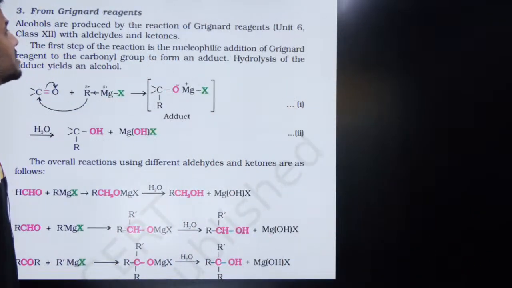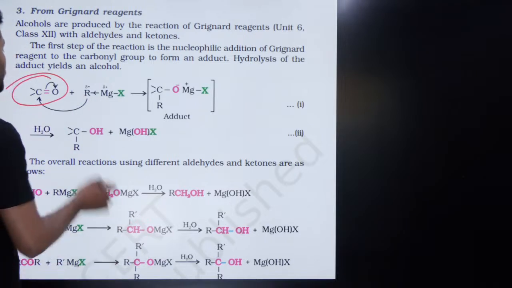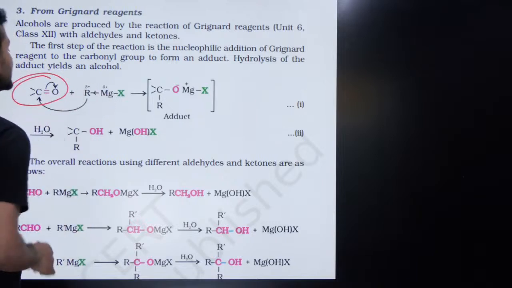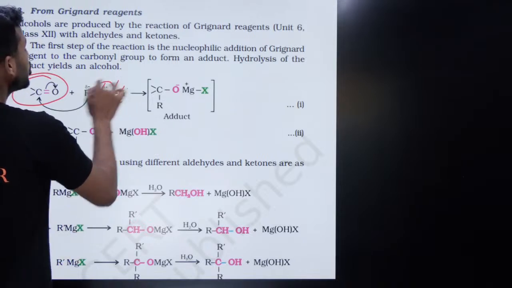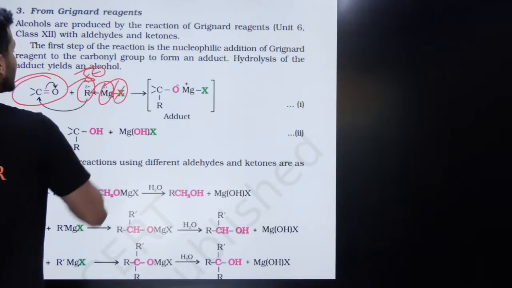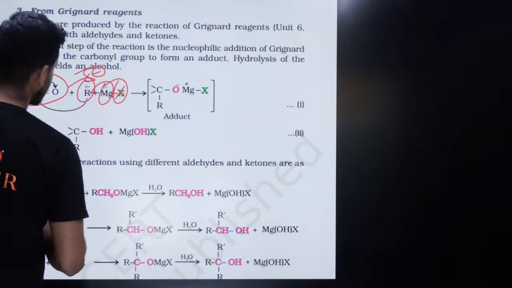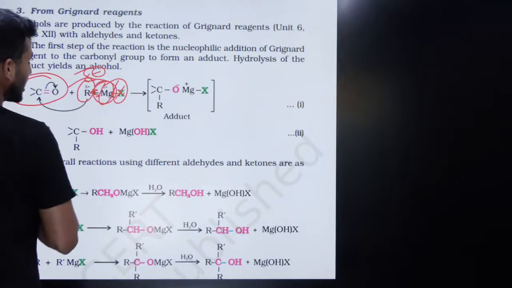Alcohols are produced by the reaction of Grignard reagent with aldehydes and ketones. Whenever we react a ketone or aldehyde, the carbonyl compounds, with Grignard reagent, what happens? We know, right? Magnesium is a metal, which is attached to a halide. This R has a delta minus value, and this one delta plus, right, my dear students? It is an electron withdrawing group, which withdraws the electron from the Mg.